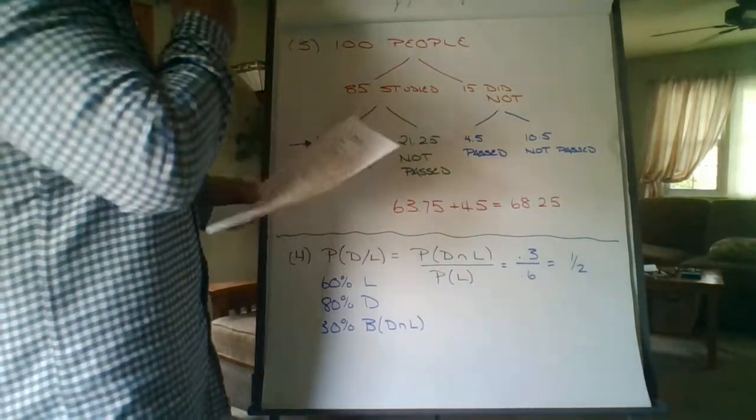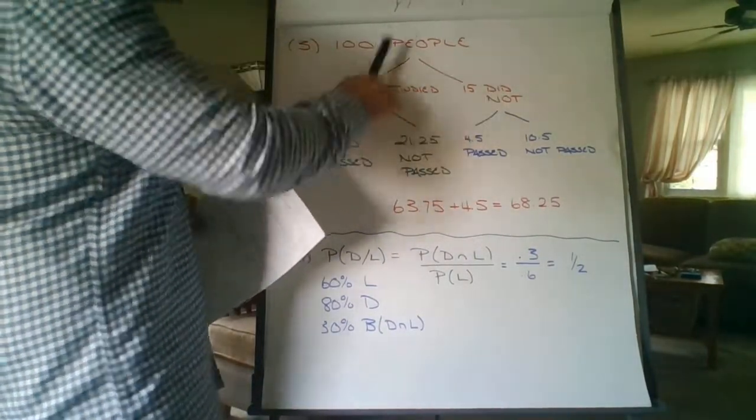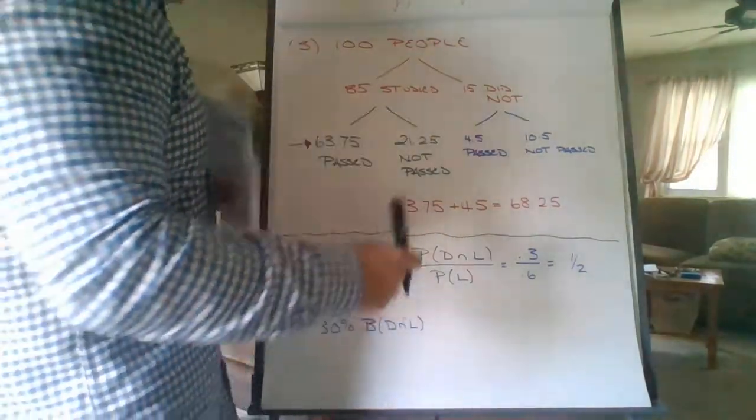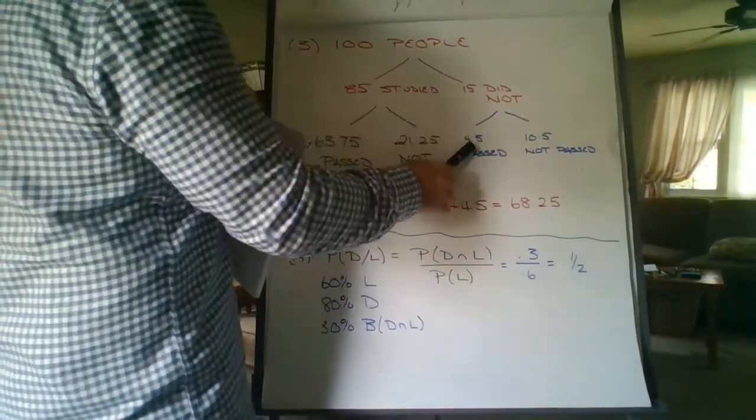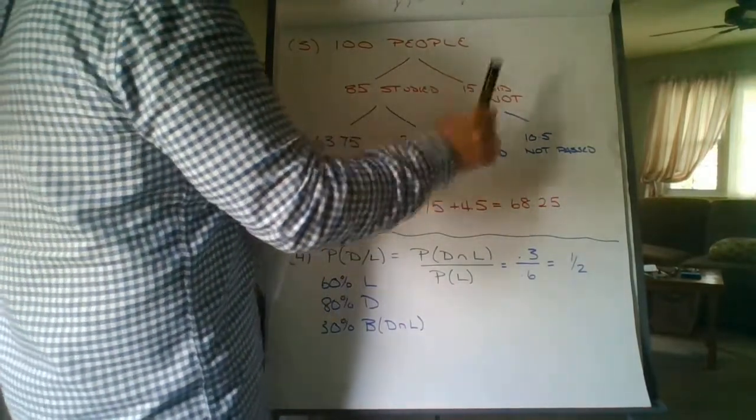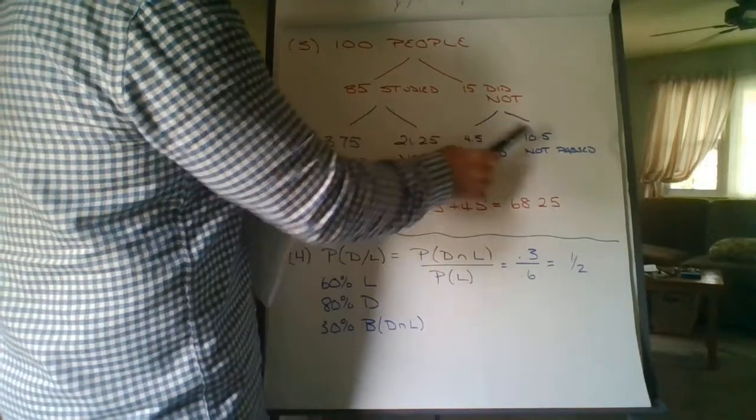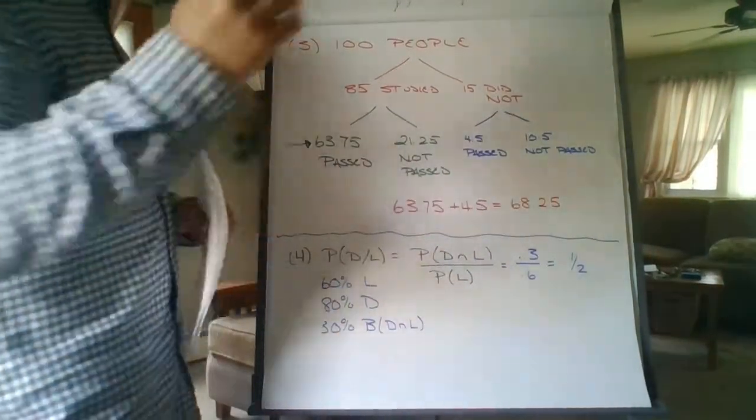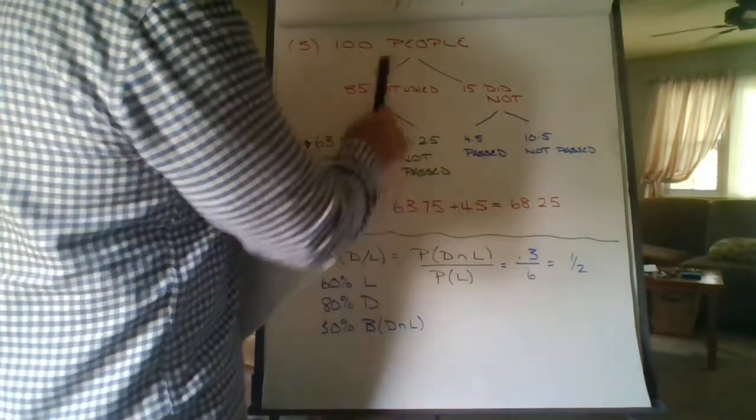Now we're going to look at the other group. 85 studied, 15 did not. 100 minus 85 is 15. It said of that group, 30% passed. So 30% times 15 would be 4.5. And then subtract 15 minus 4.5, we get 10.5. Again, decimals are fine. It's theoretical. Message of the story, by the way, if you look at it, study.